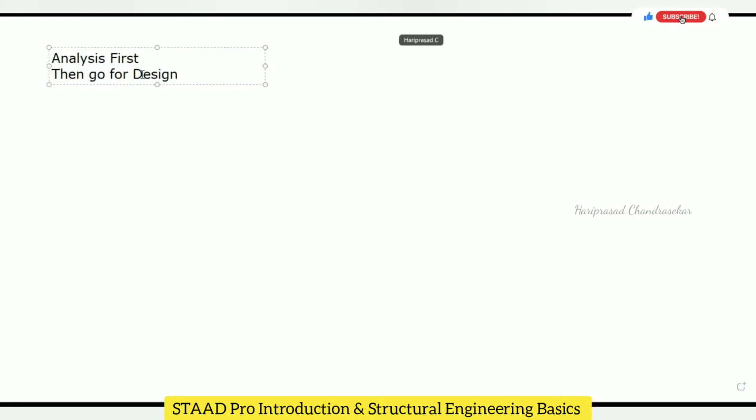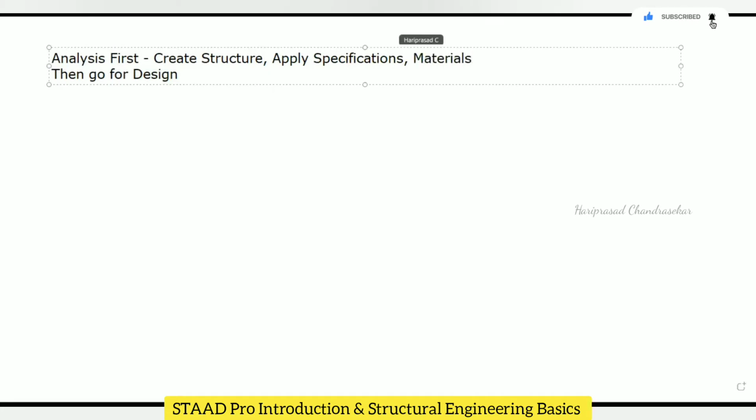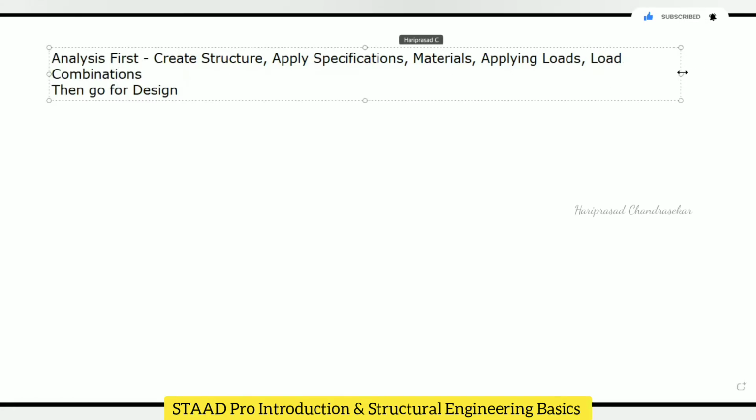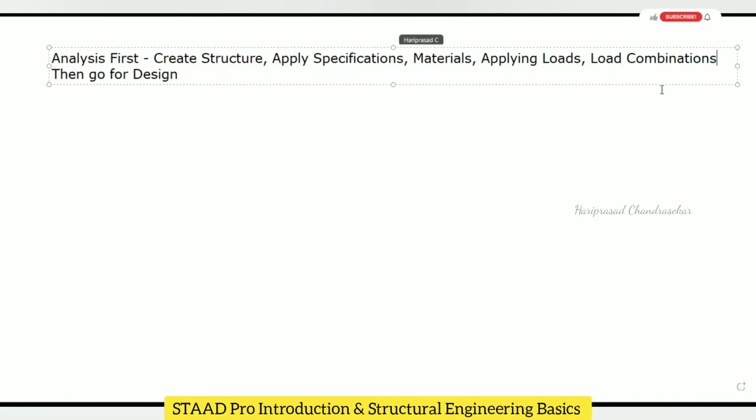Analysis in the sense that we first create the structure and then apply the specification, loads, everything. Specification means the cross section, how much the cross section is, and then the materials: which material, concrete or reinforcement steel, or something like that. Then we go for applying the loads, combinations of loads, and then we go for analysis.